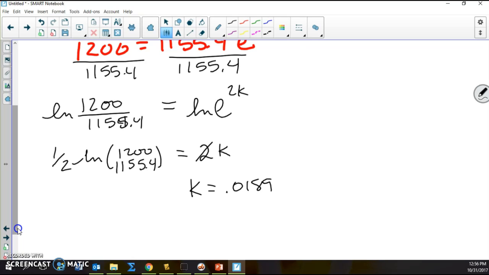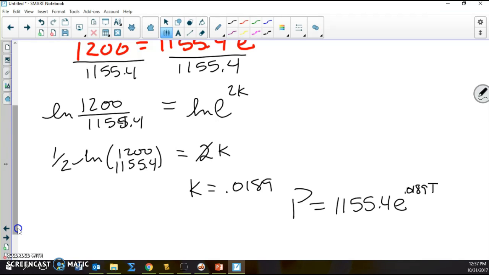And using this, for part A, we've solved for k and put that back into our formula. Our formula then looks like population is equal to 1155.4 e to the 0.0189t. And of course, we've come up with the model for this exponential growth problem. We're going to use that for part B.